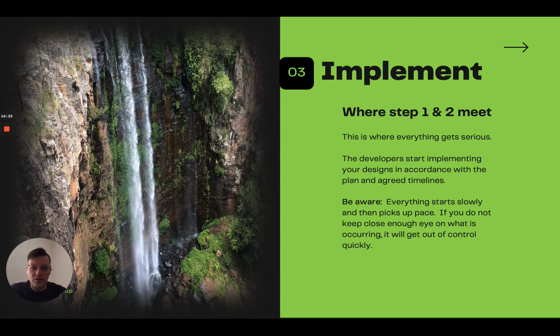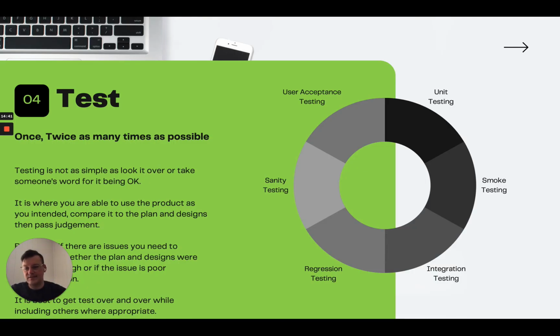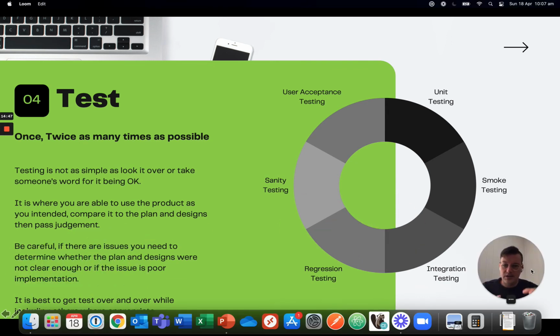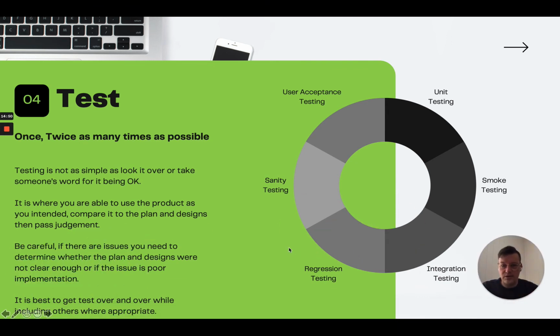So when it's slow in the start, it's always good to plan how you're going to interact with it, who's going to resource it, what's going to go on later. Test. Test is a big one here. So testing is really, really important. There are so many different types of testing too. So we've got here on the right-hand side, unit testing, smoke testing, integration, regression, sanity, user acceptance, just to name a few. There is so much testing that can happen. We'll dive into this in its own separate video, but once, twice, as many times as possible. You've planned well, you've designed well, the team are executing well, you need to test it.